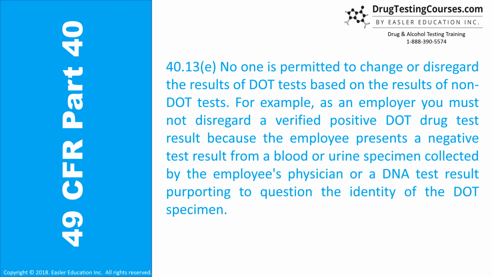40.13e. No one is permitted to change or disregard the results of DOT tests based on the results of non-DOT tests. For example, as an employer, you must not disregard a verified positive DOT drug test result because the employee presents a negative test result from a blood or urine specimen collected by the employee's physician or a DNA test result purporting to question the identity of the DOT specimen.